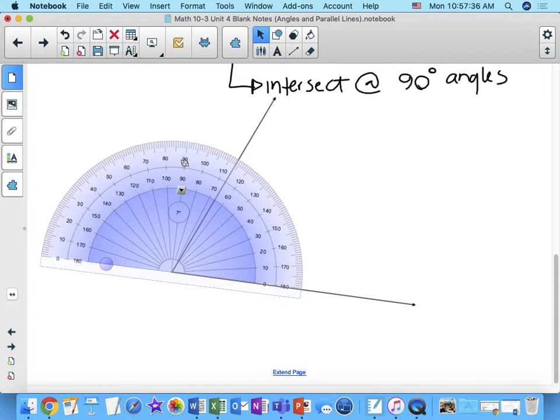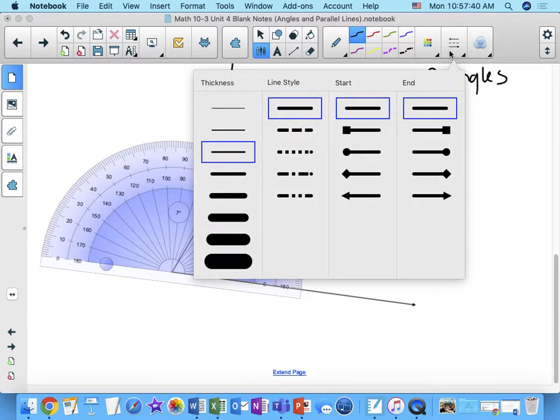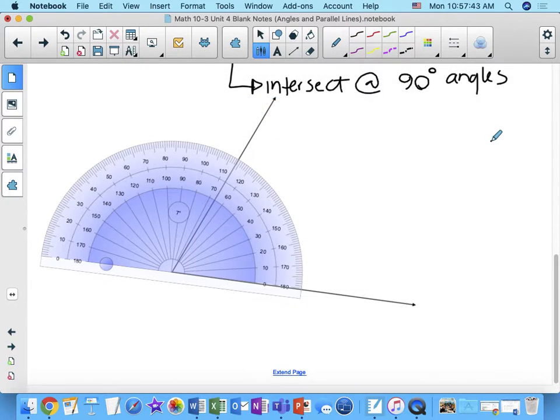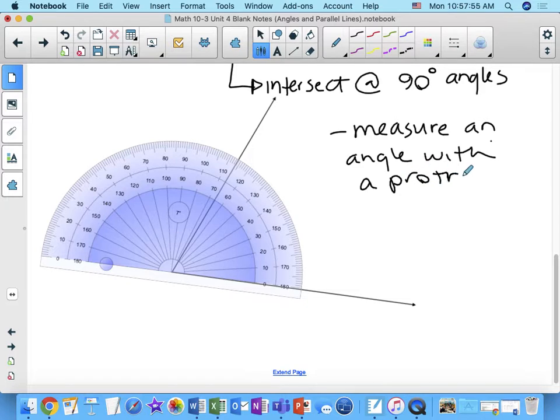Okay, so this is another thing that you will be expected to know, which is how to measure an angle with a protractor. That is one outcome of the test, so you are going to get 1 mark for that part of the test.